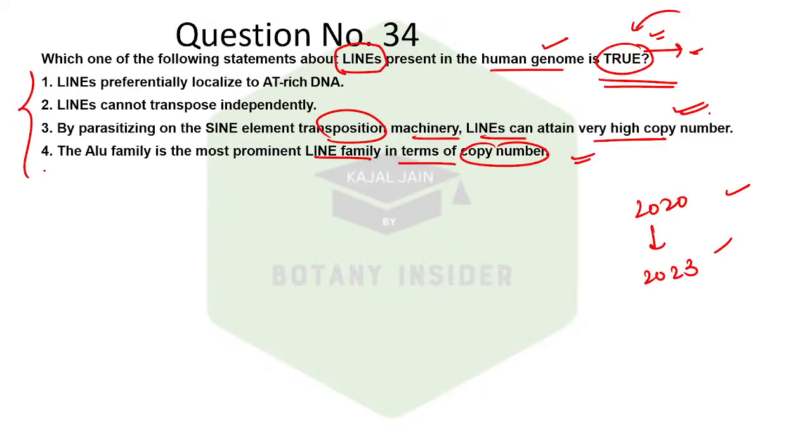The answer for this particular question is option number 1. LINEs preferentially localized at the AT-rich DNA. See, this statement is incorrect for sure. That is, LINEs cannot transpose independently. Then, parasitizing on the LINE, SINEs can attain a high copy number, incorrect. Then ALU is the most prominent in terms of copy number. No, ALU is not the most prominent one. You need to remember the various facts. Answer is option number 1.